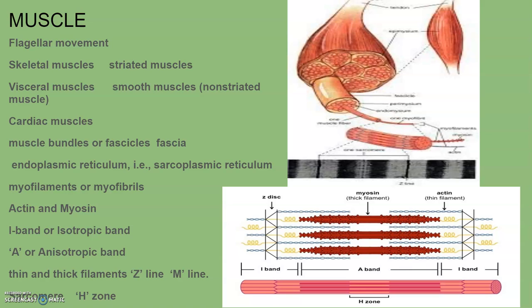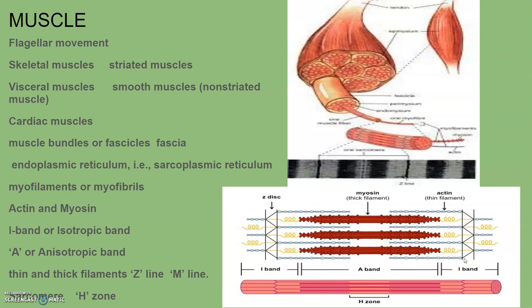So the A and I bands are arranged alternately throughout the length of the myofibril, and the portion of the myofibril between two Z lines is called the functional unit for contraction, and it is called a sarcomere. So this whole structure is the structure of a sarcomere.